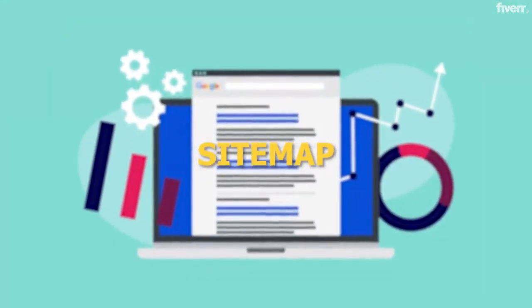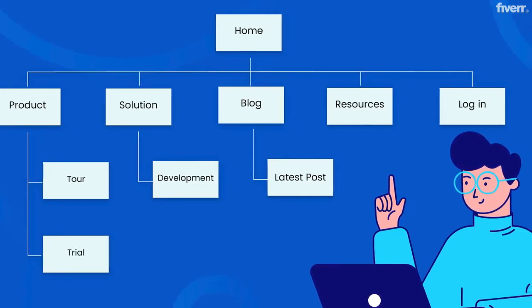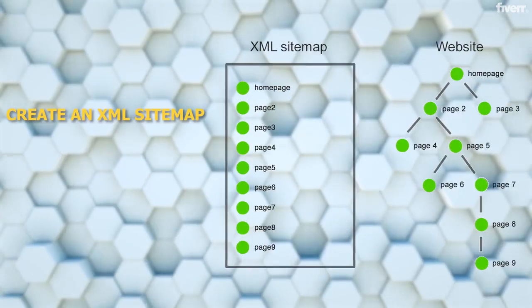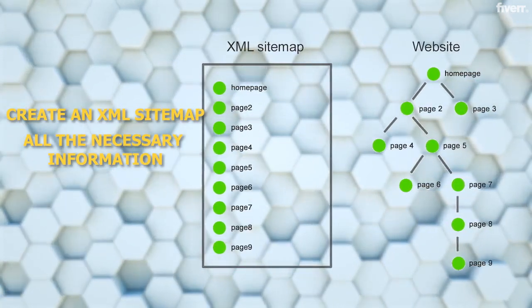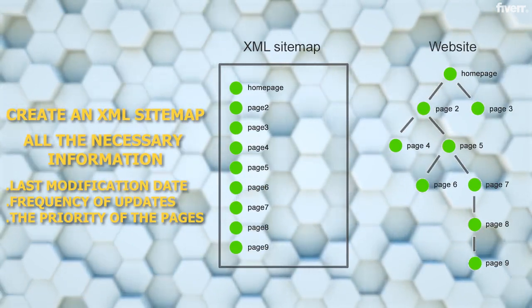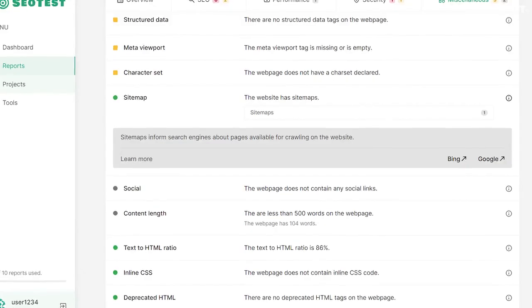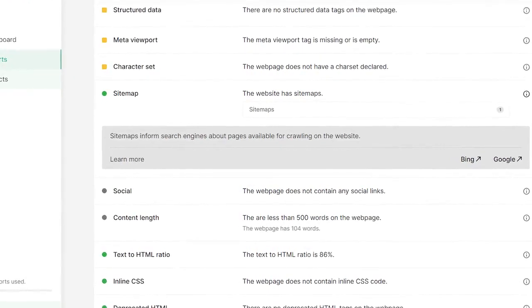Sitemap. A sitemap is a file that lists all the pages on your website. To optimize the sitemap, create an XML sitemap and make sure it includes all the necessary information, such as the last modification date, the frequency of updates, and the priority of the pages. Adding a sitemap to your website can help search engines better understand your website's structure.